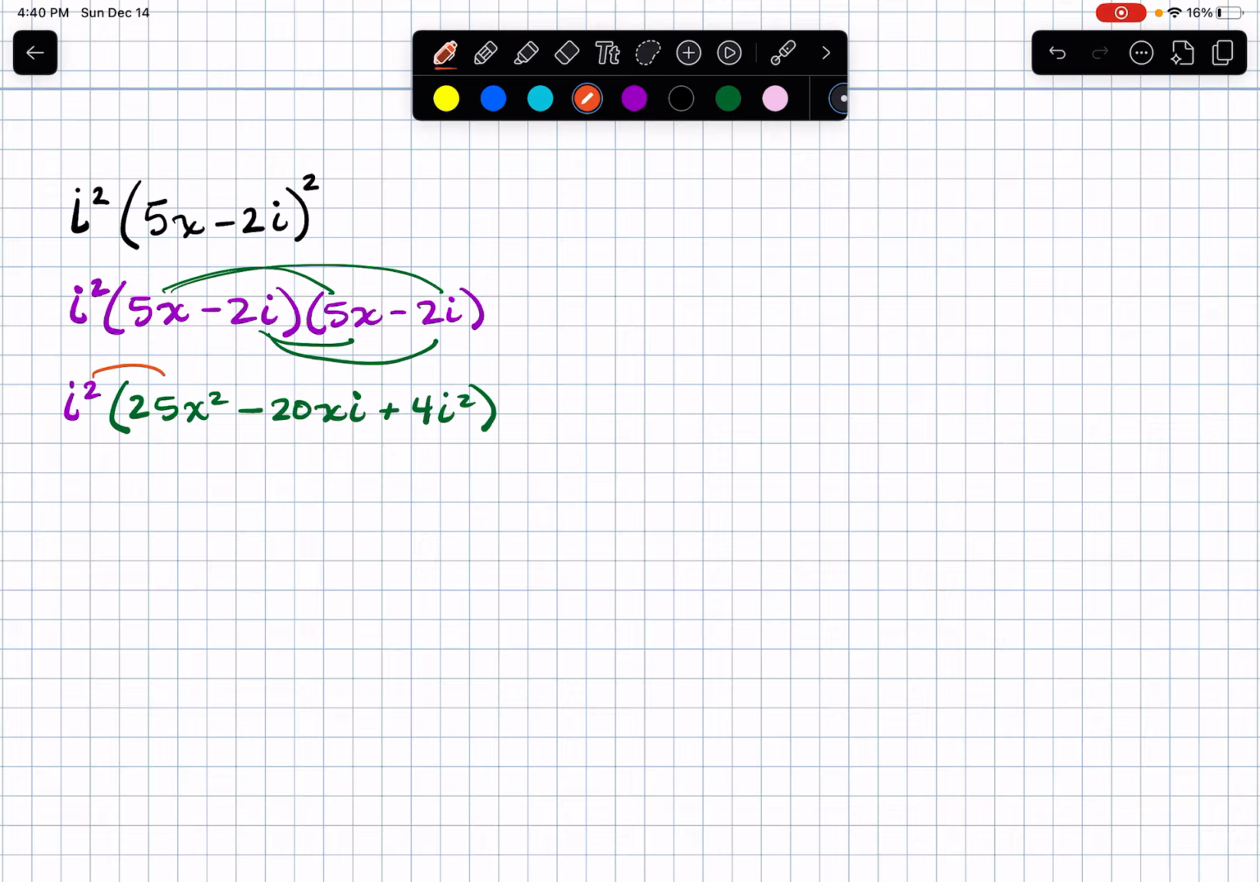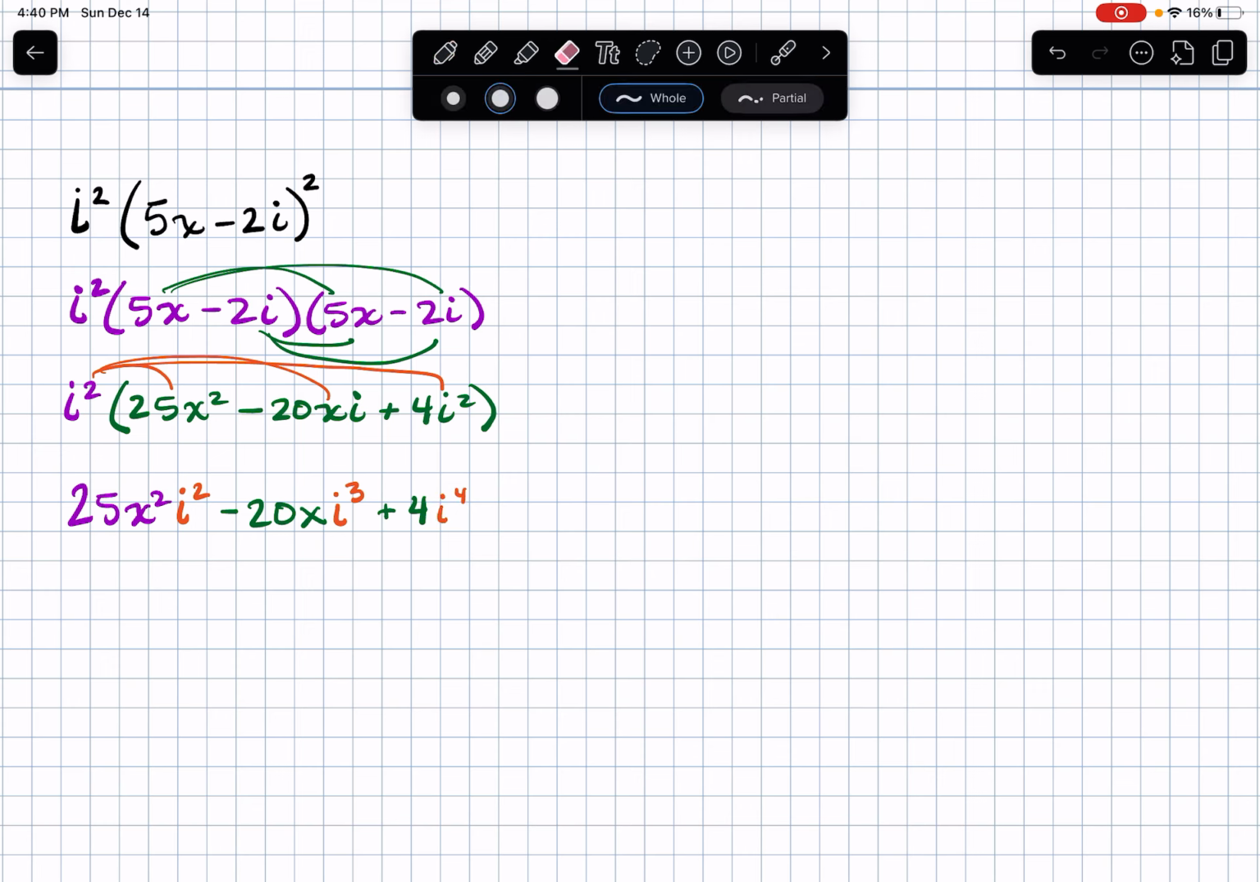Then I could distribute my i squared to each term. And my result is I have 25x squared i squared. I'm just going to put my i's in that orange color. Minus 20x i to the third power plus 4 times i to the fourth power. Sorry, I used two different colors here. So you'll notice up until now, I've just treated i like any other variable.